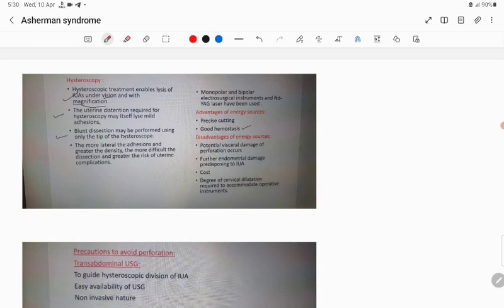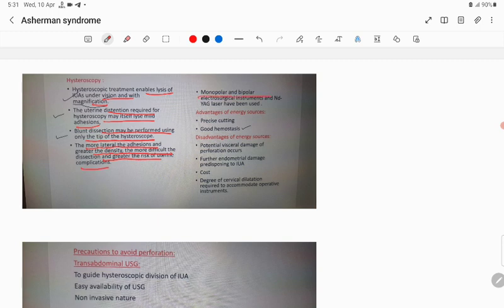Hysteroscopic treatment enables lysis of the intrauterine adhesions under vision with magnification. Uterine distension is required for hysteroscopy. It may lyse mild adhesions; blunt dissection may be performed using only the tip of the hysteroscope. The more lateral the adhesions and the greater the density, the more difficult the dissection and the greater the risk of uterine complications.